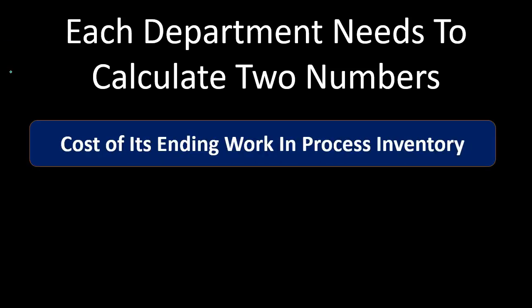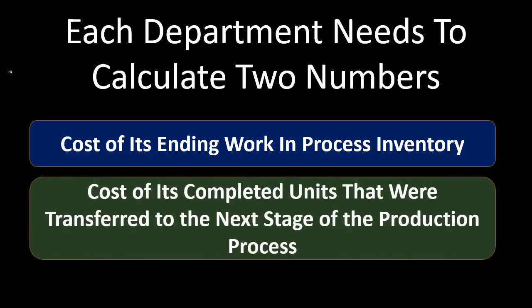One is going to be the cost of its ending work in process inventory, what is still in work in process at the end of the time period. In the case of Department A, with us making the candy, what is still in work in process, not completed. And with regard to the packaging, what is still work in process and not completed, not moved out to ending inventory. The other is the cost of its completed units that were transferred to the next stage of the production process.